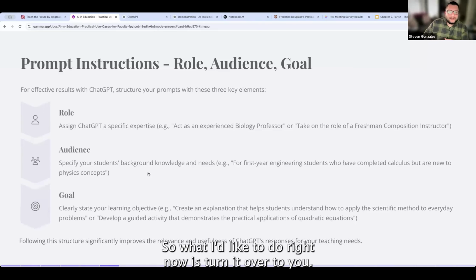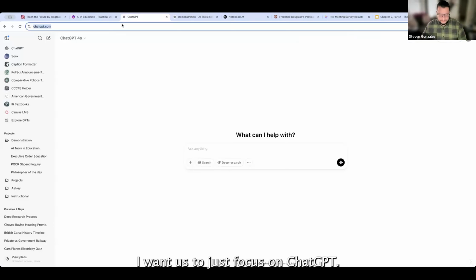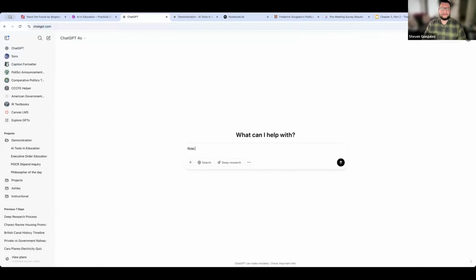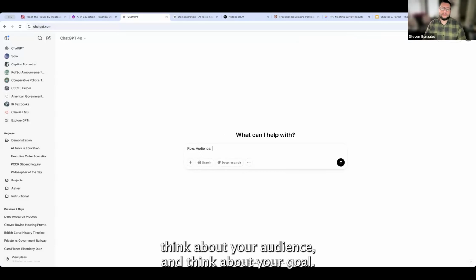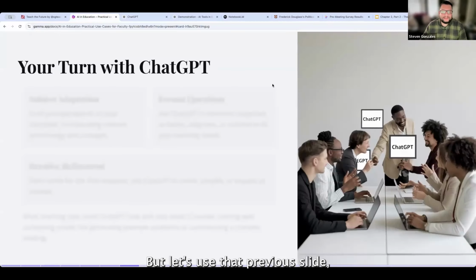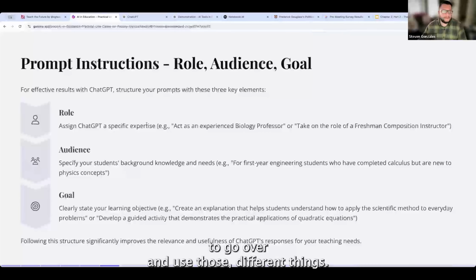So what I'd like to do right now is turn it over to you. I want us to just focus on ChatGPT just to start. And so what I'm going to invite you all to do is think about your role, think about your audience, and think about your goal. So if anyone has anything they'd like to share, I could just make up some examples here as we go. But let's use that previous slide to go over and use those different things.